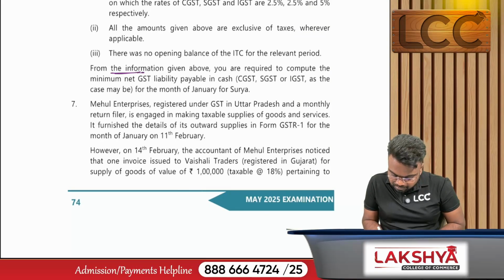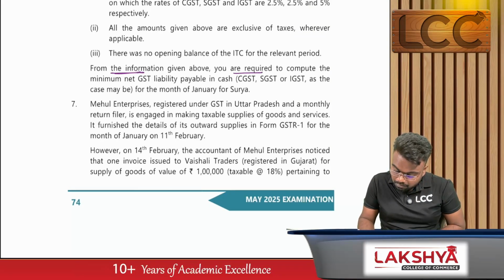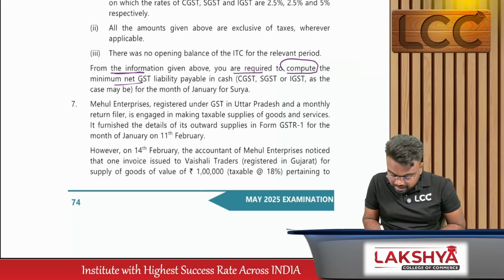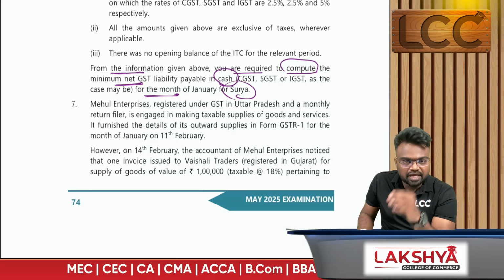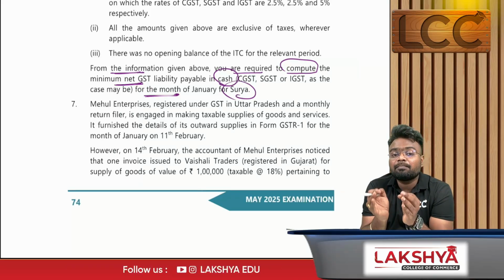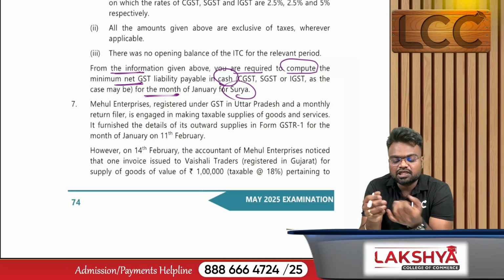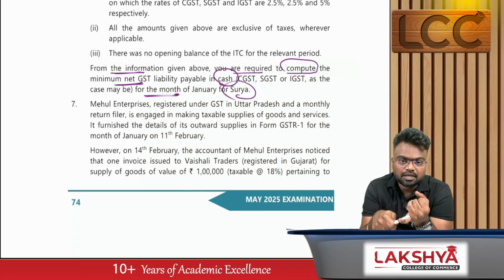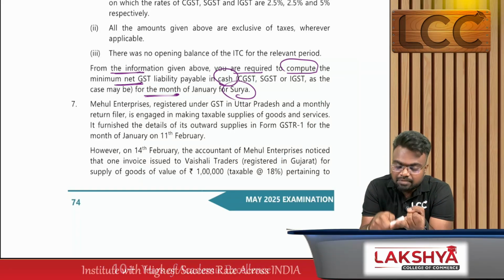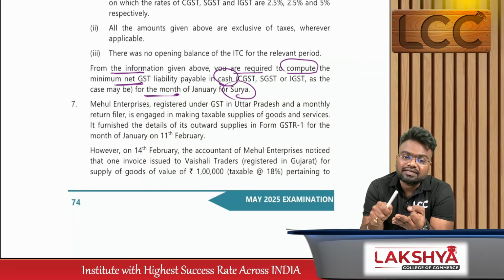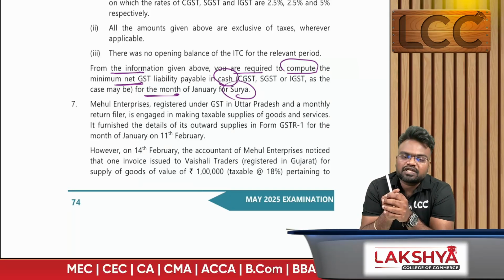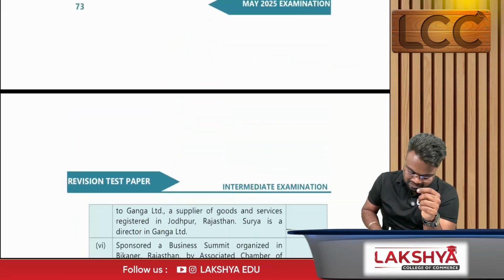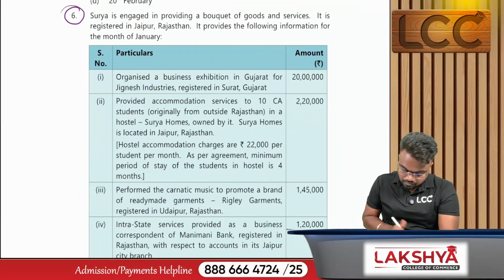From the given information, you are required to compute the minimum net GST liability payable in cash for the month of January for Surya. So here we need to make the computation of GST. We need to compute the output tax payable, and we need to compute the input tax payable, and we need to compute the net tax payable in cash. Okay, now so without wasting time, let's discuss question number 6.